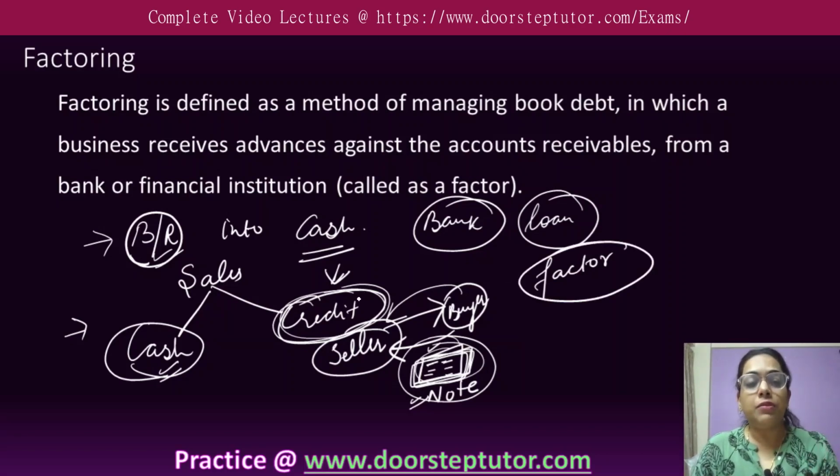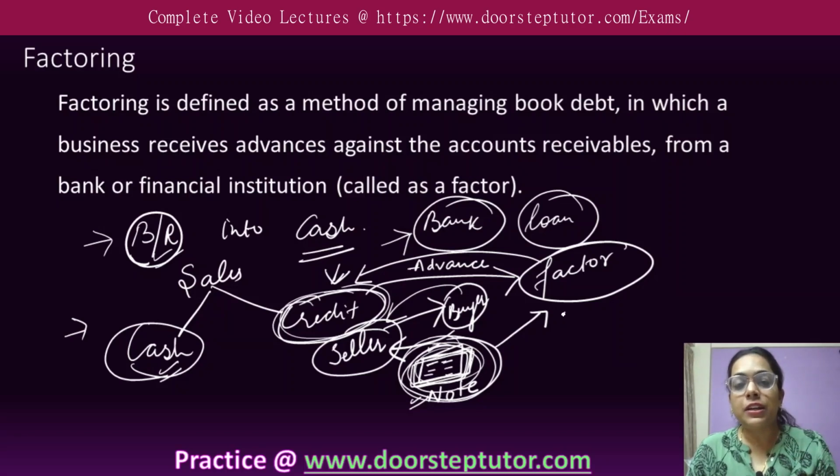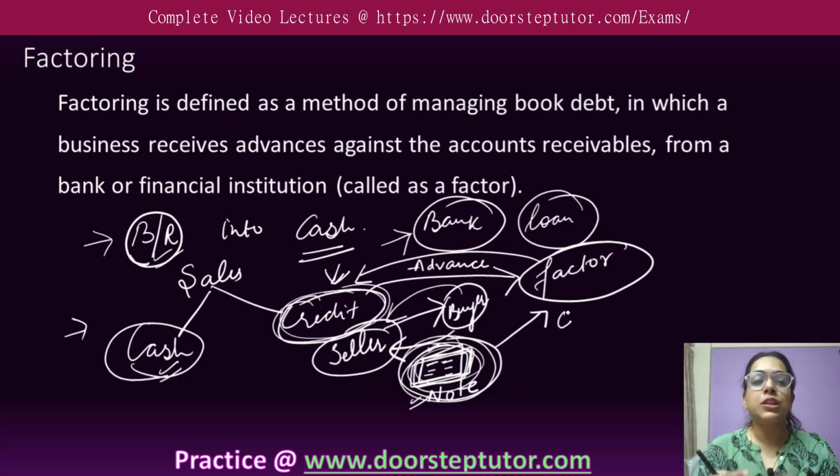There is a facility available to a business that, instead of going to the bank to take a loan, they can sell their invoice bill. They can give this note to a third party, known as a factor, and in return the factor will give some advance payment of some amount of the invoiced bill. The factor will charge some commission or fees from the client, the seller of the goods.